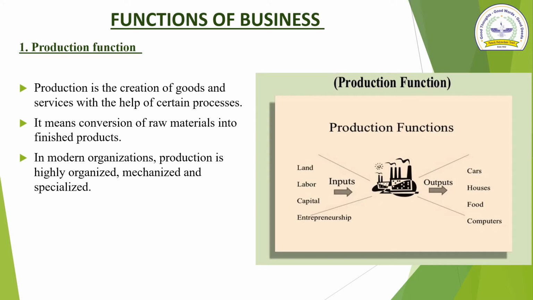So in production, there are four inputs. What are the four inputs? For producing any kind of goods and services, you require land, you require labor to work on it, you require capital, you require money, and lastly, you require entrepreneurship. And then the output will be your products, the final goods and services which are distributed to the consumer or the commercial clients.